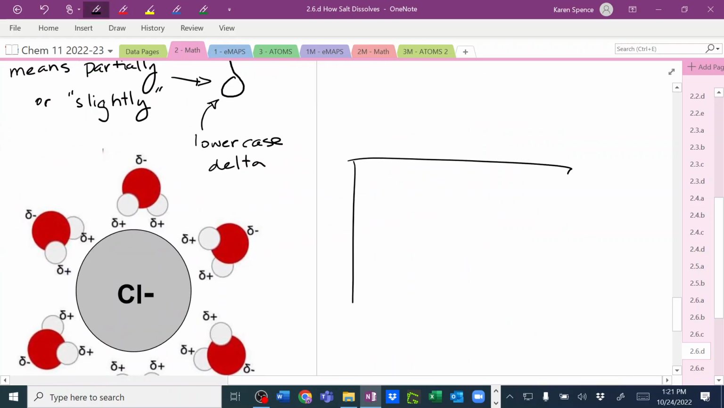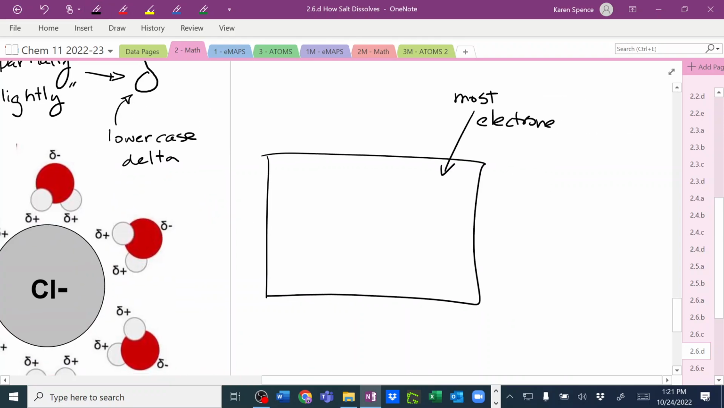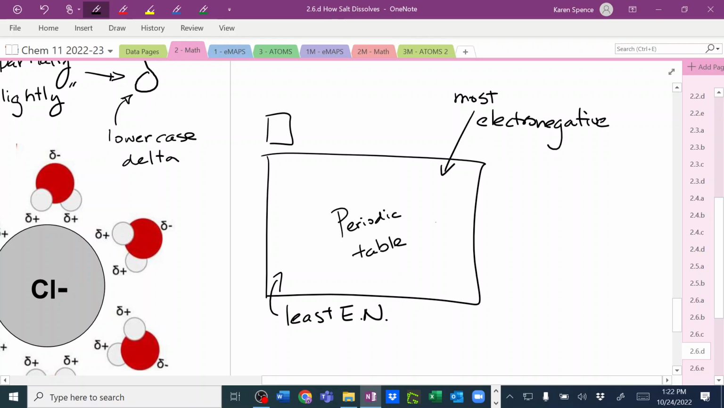Now, if you're interested in the overall trend, the most electronegative are at the top right of the periodic table, and the least electronegative are at the bottom left. And hydrogen kind of does its own weird little thing. This is your periodic table. And electronegative just means the ability to pull on electrons in a bond.